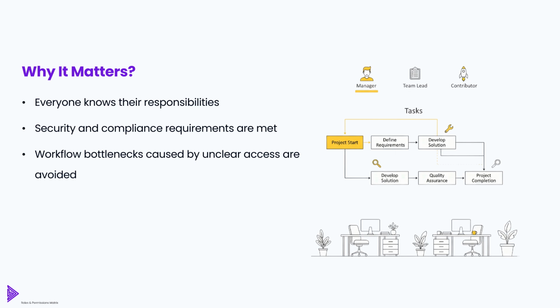Why do we need a roles and permissions matrix? Because it clarifies exactly who has access to what and why. Without it, tasks get blocked, sensitive information gets mishandled, and accountability becomes a mess. A roles and permissions matrix makes sure everyone knows their responsibilities. Security and compliance requirements are met. Workflow bottlenecks caused by unclear access are avoided. Basically, it ensures people can do what they need to do and nothing they shouldn't.